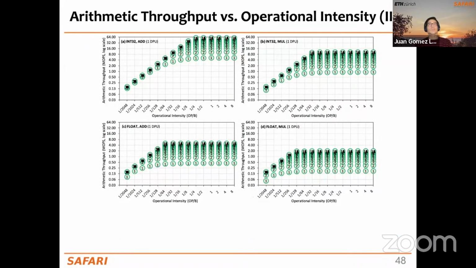And here you can see some results. These are for addition and multiplication of 32-bit integers and single precision floating point. The plots present the arithmetic throughput on the y-axis over the operational intensity, from very, very low values. This could be just one operation every 2048 bytes. This would be 8 operations per byte. So from very, very low to relatively high operational intensity in all experiments.